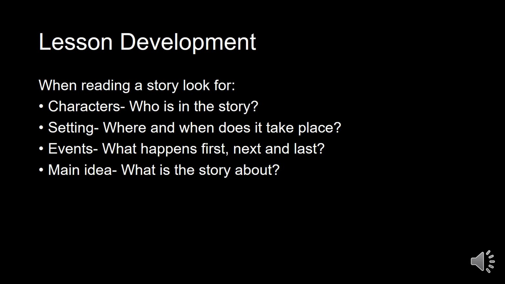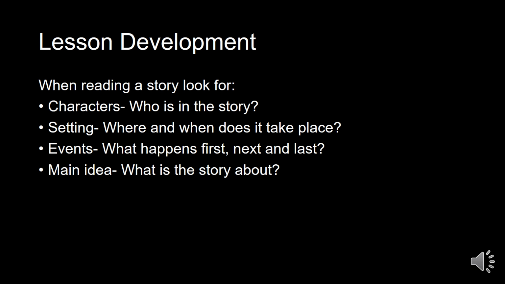Also, events. What happens first, next, and last? I'm just going to make an example for you to understand this better. You should be able to identify the events that happen in the story in their order: what happened first, what happened second, what happened last. Let me make an example about a lion. Maybe a lion attacks a learner, and that's what happens first. Next, the learner dies. And last, there's a funeral of the learner.